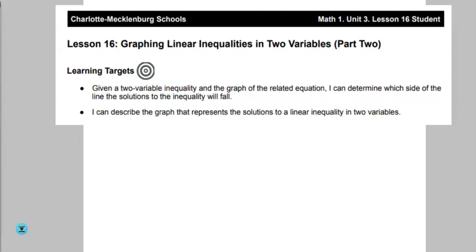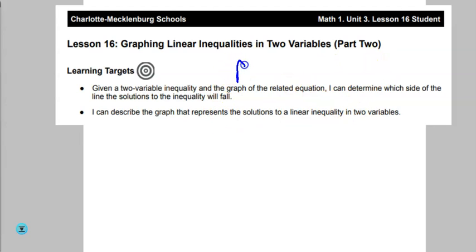Today, the learning targets are: given a two-variable inequality and a graph of the related equation, I can determine which side of the line the solution to the inequality will fall. I can describe the graph that represents the solution to a linear inequality in two variables. So let's start with that.